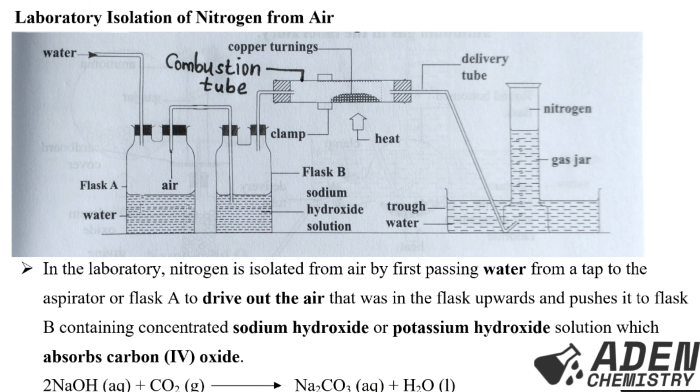So here, the role of the tap water is to drive out the air that was initially in the flask upwards, and push it to flask B containing concentrated sodium hydroxide or potassium hydroxide solution. So what is the purpose of the potassium hydroxide solution? We're saying it is to absorb carbon dioxide.